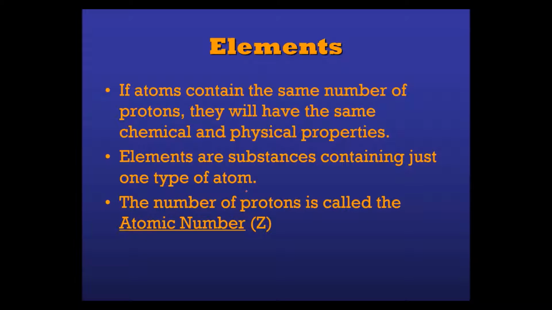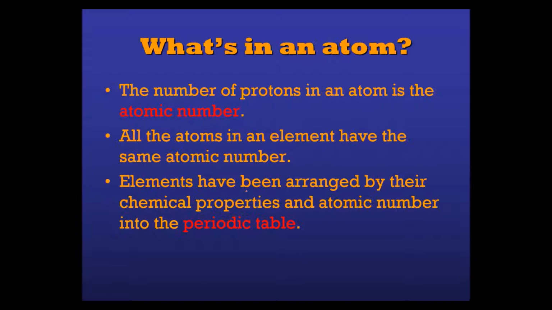So I've talked about the idea that elements are substances containing all the same type of atom, and by that we mean ones that have the same number of protons, and if they do, they'll have the same chemical and physical properties. Now, the atomic number is the number of protons, and for some strange reason that has the symbol Z.